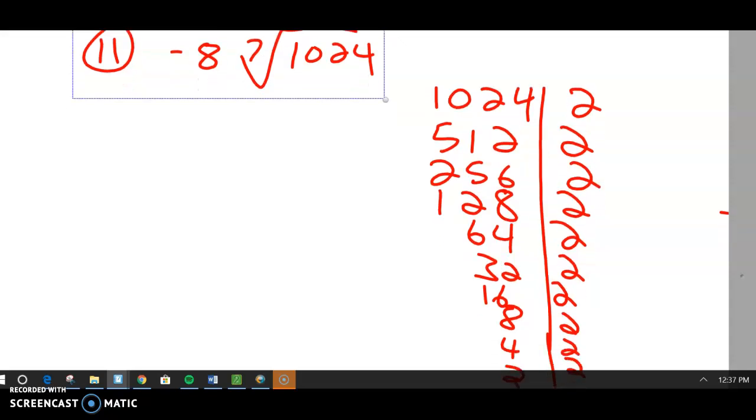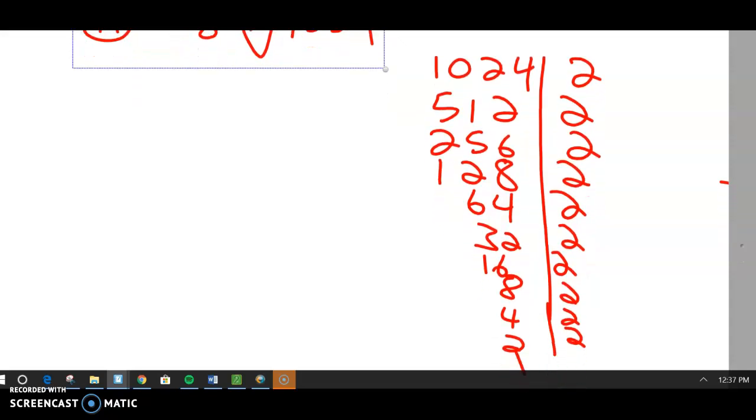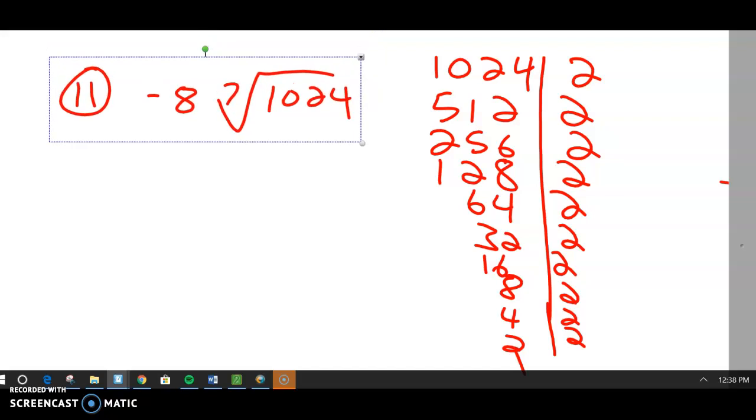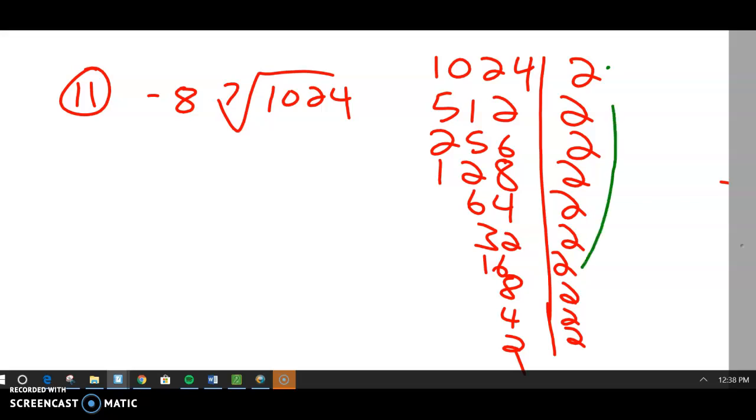One way to get our prime factorization is to use this method here. As you divide by 2, you will find that we ended up finding 2 to the 10th, or 10 2's over here. Since we're looking for the 7th root, we're going to find a group of 7. So we have 1, 2, 3, 4, 5, 6, 7. We have one group of 7 factors of 2.